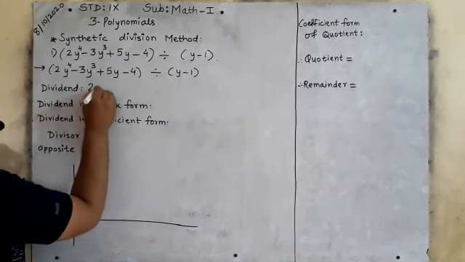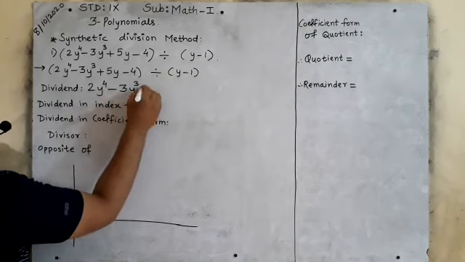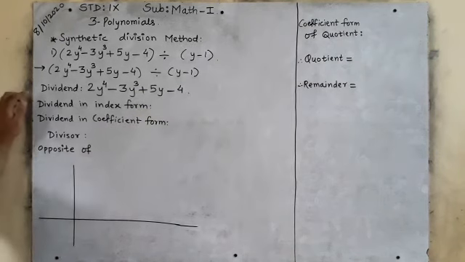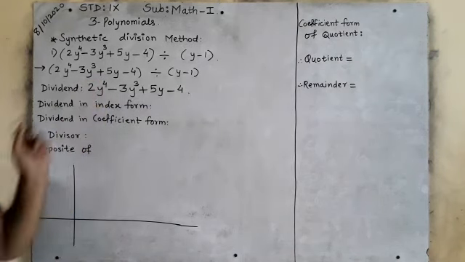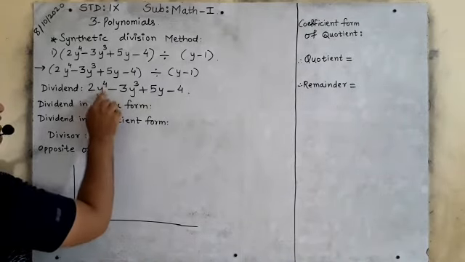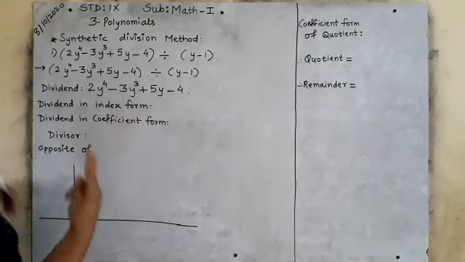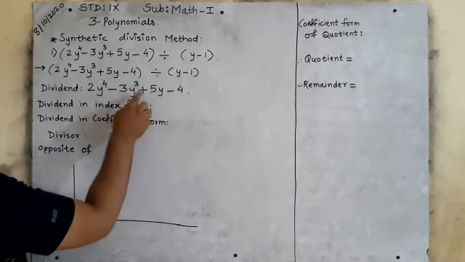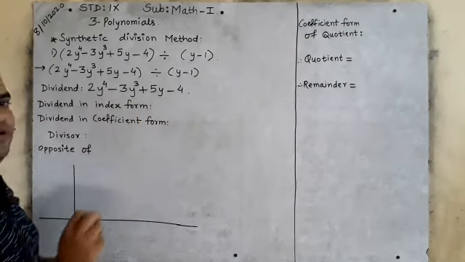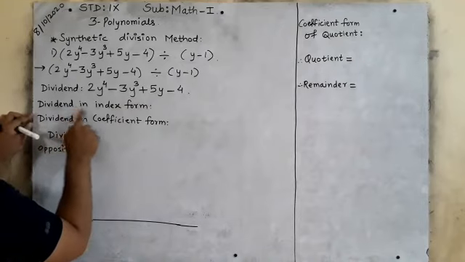2y raised to 4 minus 3y raised to cube plus 5y raised to 1 minus 4. So dear students, this is the dividend. Can you see it is not in index form? The degree of y is 4, then 3, and then here the degree of y is 1. So where is the term with degree 2? It is missing. So we will use 0 and y, right? Because y is the only variable used in this polynomial. So I will write the dividend in index form.